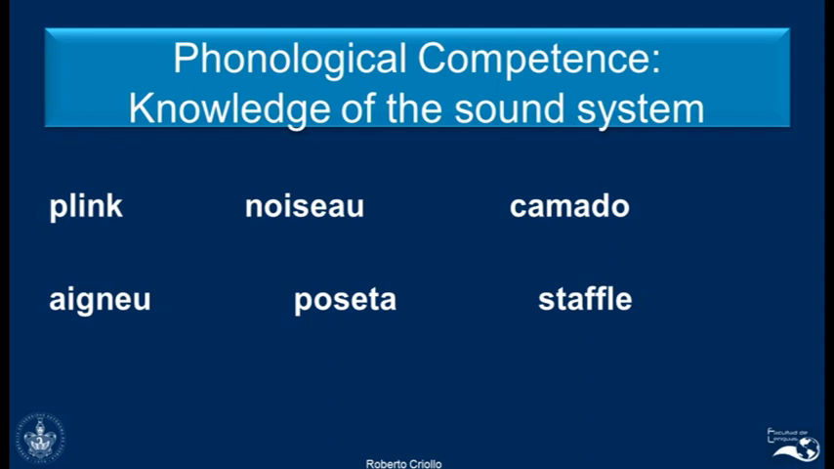The first word, plink, has obviously some kind of sounds and combinations of sounds that could only belong to English, but do not exist in Spanish or French. In the same way, the word noiseau could only belong to the French language because we don't have sounds like that or combinations of sounds like that in Spanish or in English.